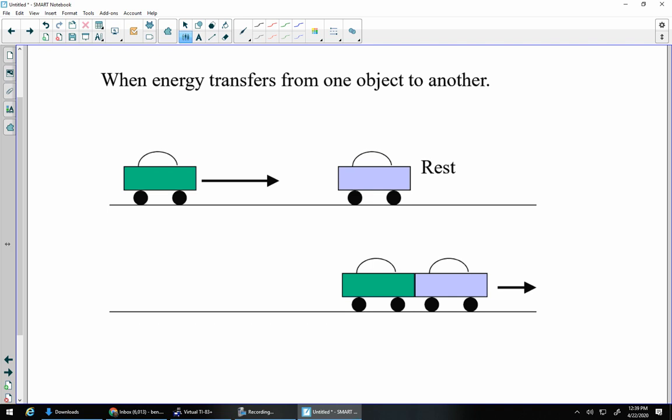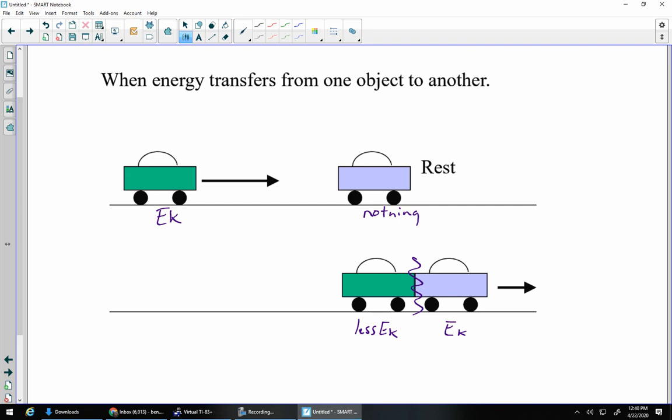So I've got green car driving along, blue car's here at rest, green car smashes into blue car. Right, it's a big collision here, and blue car starts moving. So before, green car had kinetic energy and blue car had nothing. Afterwards, green car still might have some kinetic energy. It's just going to be less EK, whereas blue car is now going to have some kinetic energy. So some of that energy has been transferred into a different object.